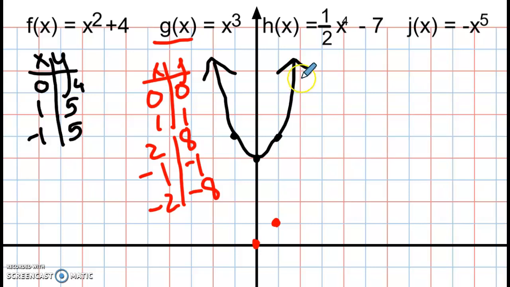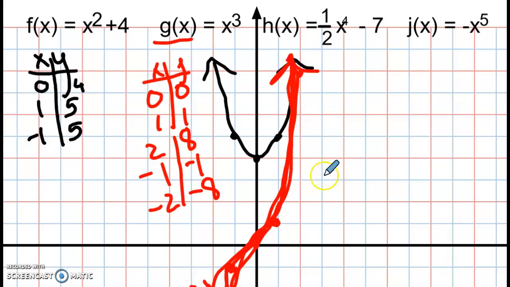At 2, I'm already up to 8. And then the negatives, it's symmetrical. It's the same thing down here. So you end up getting this, not a straight line, but kind of this curvy shape. Down to the left it goes and up to the right really fast.